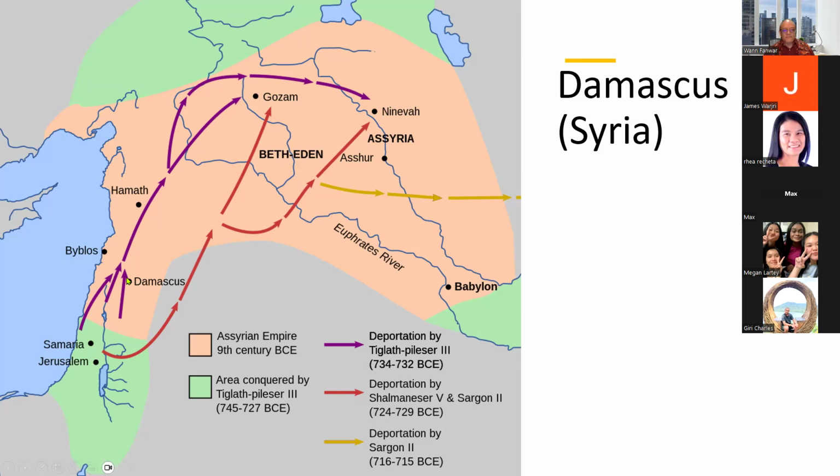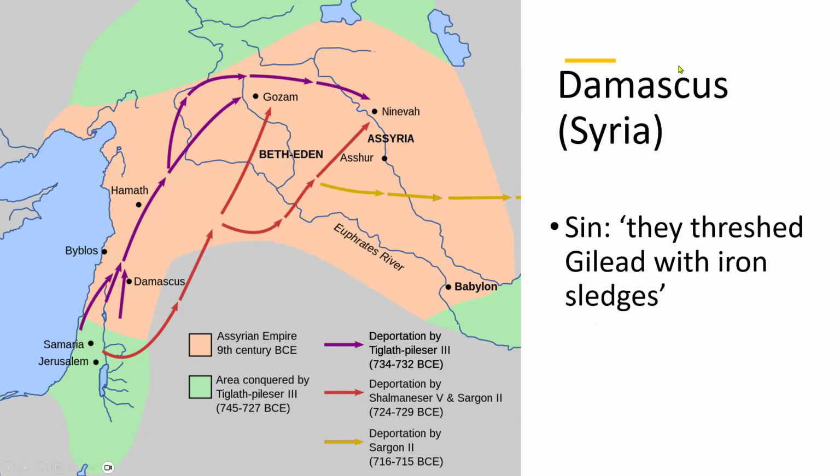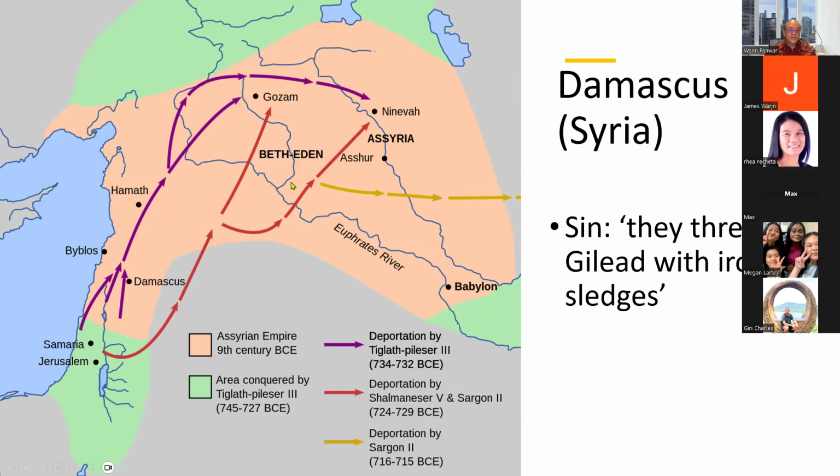Damascus was destroyed by the Assyrians in 732 BC. Samaria, the capital of the northern kingdom, was destroyed in 722. So only about 10 years between the two kingdoms disappearing from history. Now, they were told here that their main sin, even though the formula of 3 plus 1 is used, is that they threshed Gilead with iron sledges. We're not sure what this was referring to. Gilead is this region here.